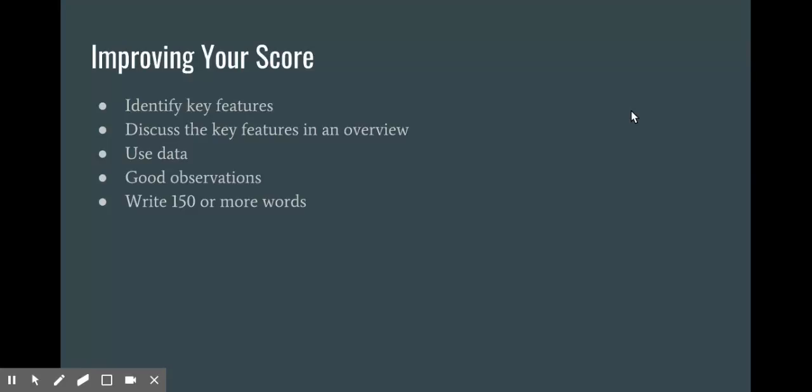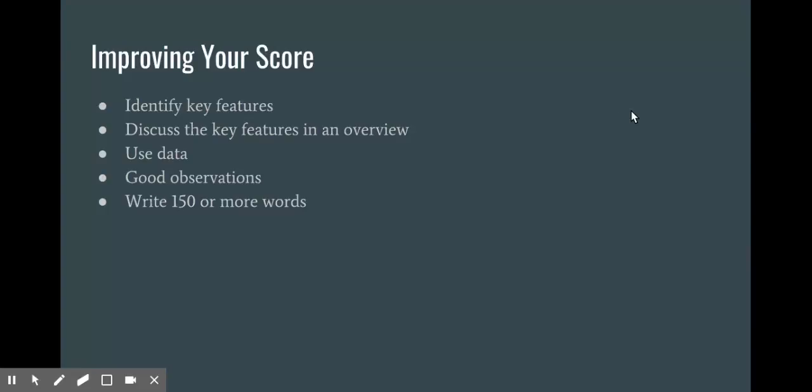So the more comfortable you are with writing observations about graphs and charts, the easier it will be for you to get to 150 words, because it's really not a lot of words. But if this is something that is new for you, it might not be that easy, especially if you're not used to reading graphs or charts. But you want to make sure that you are getting to that 150 word mark, because they will take away from your score if you don't get to that place.